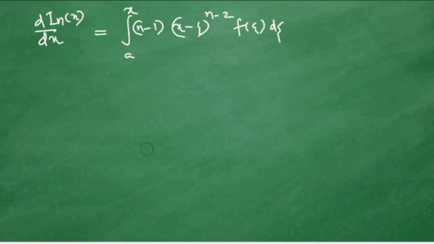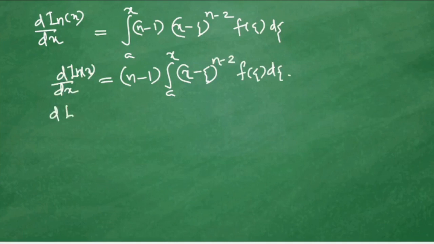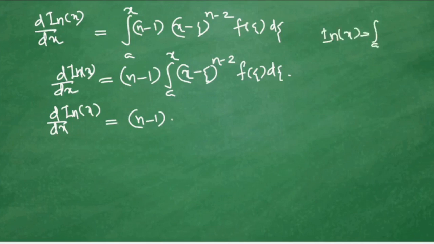So this can be written as n minus 1 into integral a to x of (x minus theta) raised to n minus 2 f of theta d theta. This is d In of x by dx, the derivative of In of x. We know In of x is the integral a to x of (x minus theta) raised to the power, if it is n here, the power must be n minus 1, into f of theta d theta.